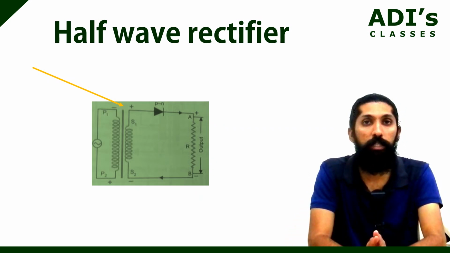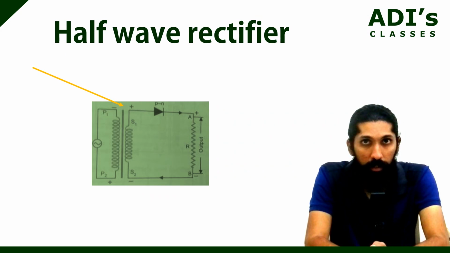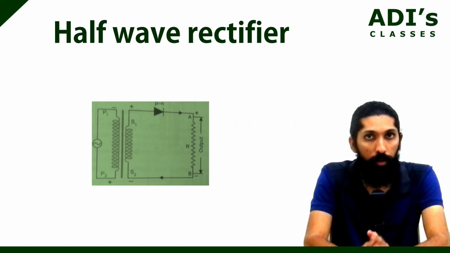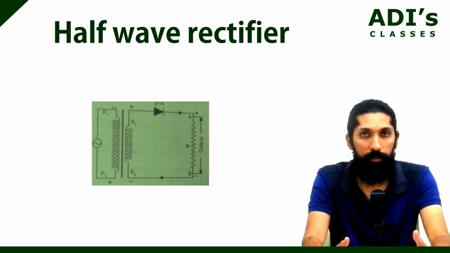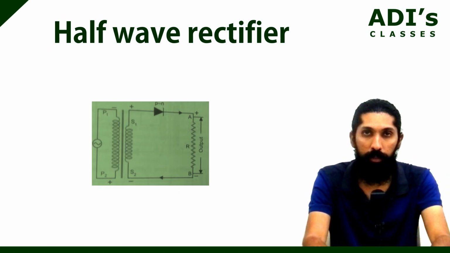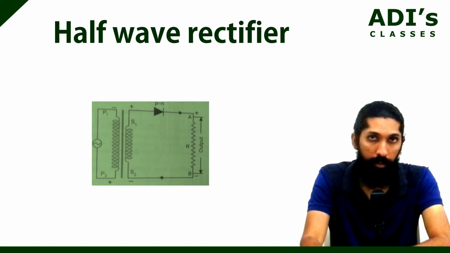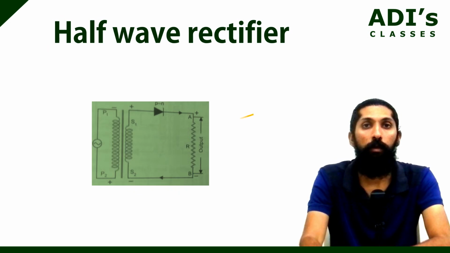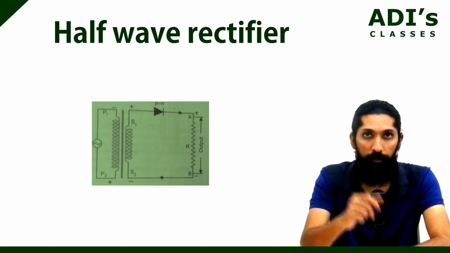Remember one thing, a transformer will work only and only on AC, not on DC. So what we have is a transformer with primary coils P1, P2 and secondary coils S1 and S2. Now the secondary is connected to a PN junction, a diode.